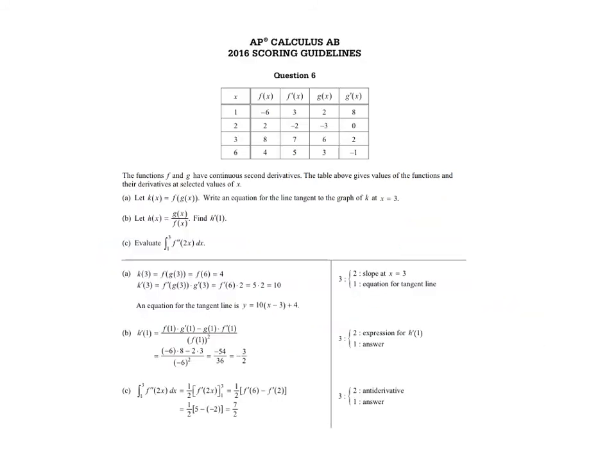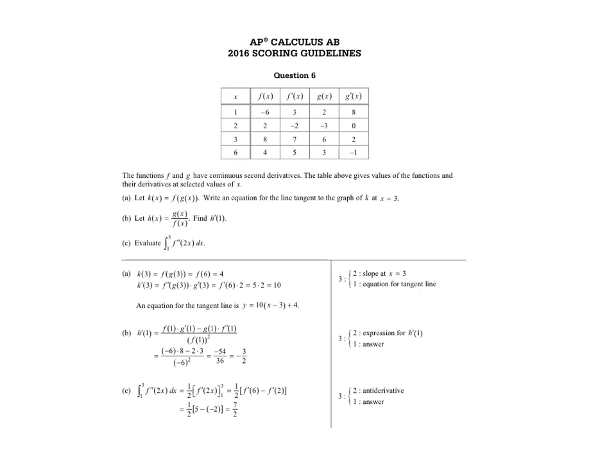So here's the scoring guideline for the 2016 question number 6. Okay. Again, the total is 9 points. As long as you're able to find the slope at x equal to 3, which means using chain rule, and get 10, you'll get 2 points. The equation of a tangent line is also a point. If you leave it in point slope form, like what we did, you're still going to get that credit.